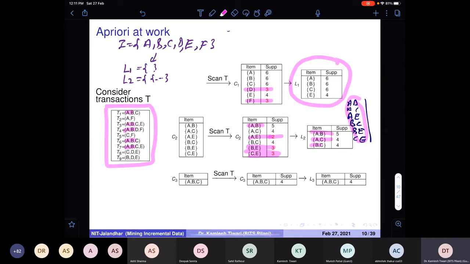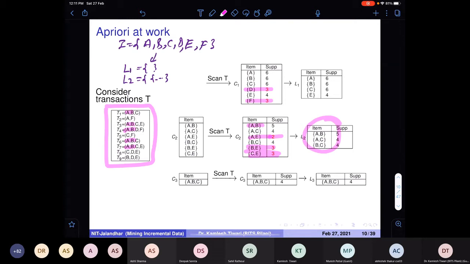Going on the same line, I would be utilizing this set. Which set? I would be utilizing this set to find out three items, because this is the two-item set, and I can utilize it to find out the three-item sets. If I combine AB and AC, what do I get? I get ABC. If I combine the other pairs, I get ABC again. So every time I combine anything, I get ABC only. So the candidate set becomes ABC. I find out that the support for ABC is 4, therefore it is also frequent.